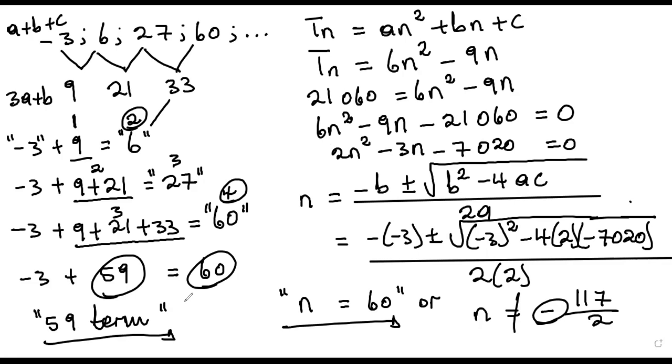If you add 1, you get the second term. If you add 2, you get the third term. If you add 3, you get the fourth term. So meaning if you add 59 terms to the first term, you are going to get the 60th term in the quadratic number pattern. I hope that is clear enough.